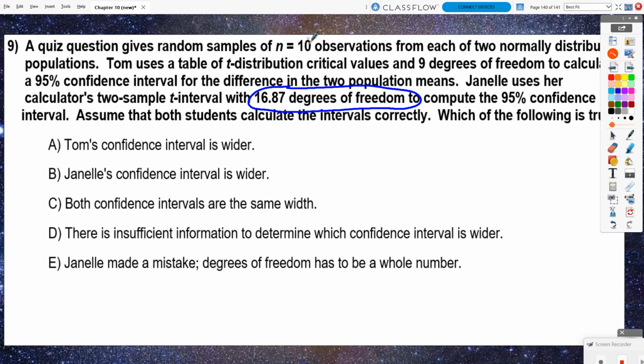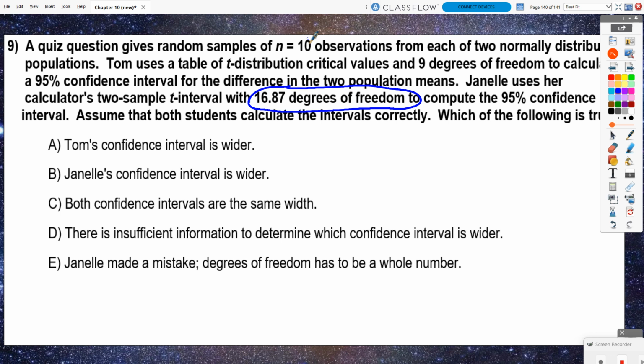Now, what we had mentioned about the big difference between using the crazy formula and using the conservative approach is that the conservative approach of the smaller sample size minus 1 is always going to produce confidence intervals where the margin of error is bigger than what it really should be.